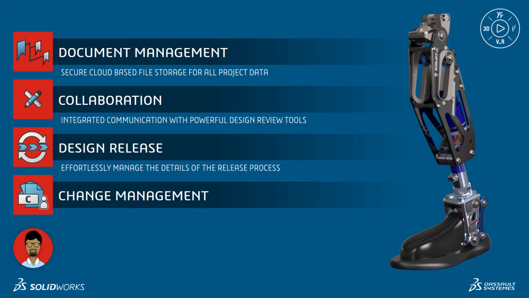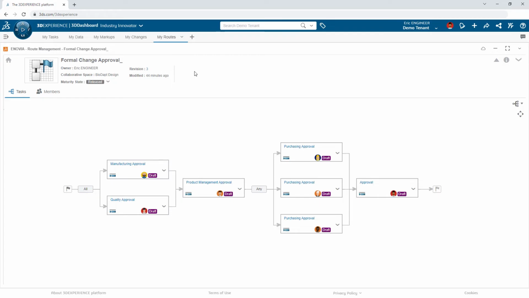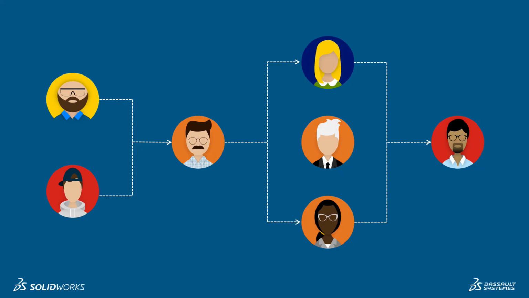The successful launch of the MotoKnee brought growth to the BioDAP team and the need for additional structure to their design change management, including the need for approval routes, issue tracking, and formal change actions. To handle this, Eric created a standard route for all the team members that need to review and sign off on design changes. Route tasks can be both parallel or linear, and parallel tasks can require either all or any of the assignees to provide their approval.